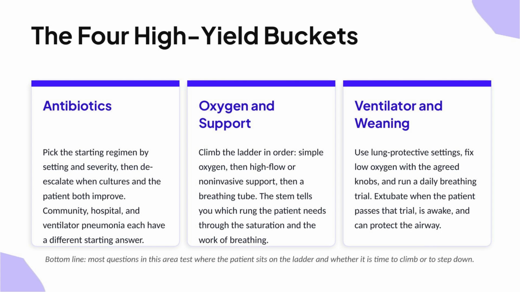Bucket 2, oxygen and support. You climb the ladder in order: simple oxygen first, then high-flow or non-invasive support, then a breathing tube. The stem tells you which rung the patient needs through the oxygen saturation and the work of breathing.